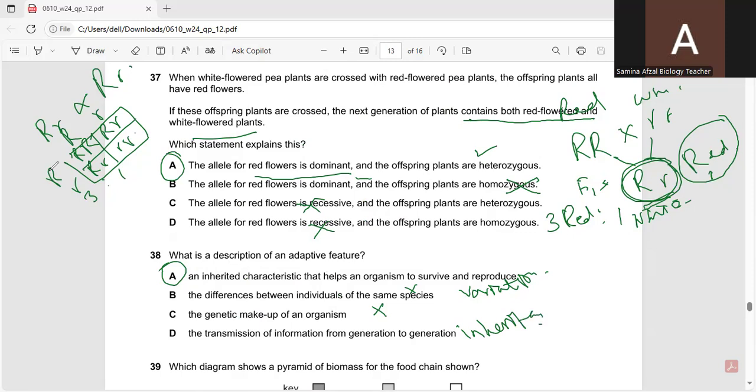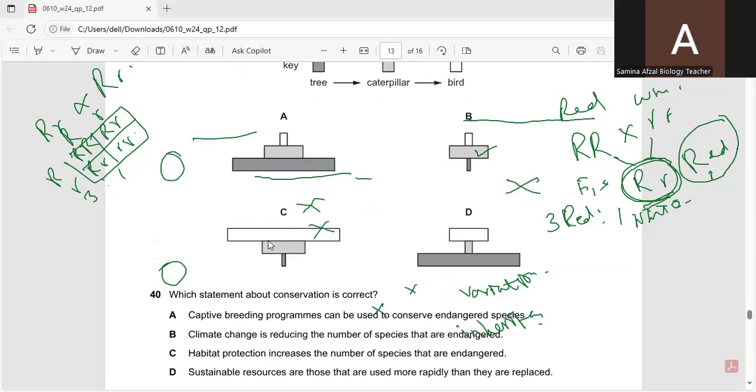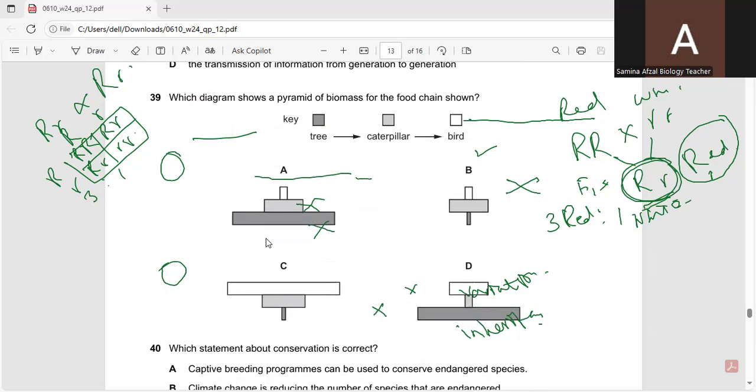So an adaptive feature is produced as a result of natural selection, and as a result of this adaptation, the organisms survive and then they are able to reproduce. So A is the correct option. Now moving towards the next question, number 39.